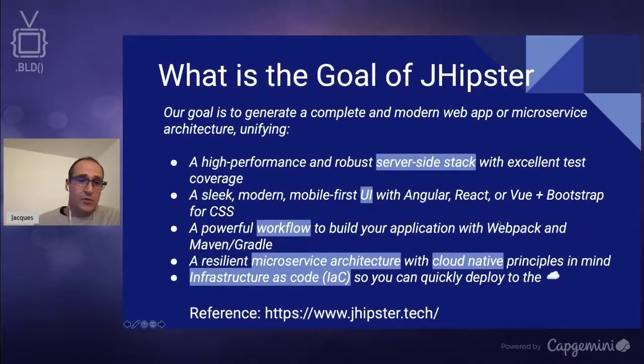So what is the goal of JHipster? This comes from the website, and I'm pretty much going to read it verbatim. Our goal is to generate a complete and modern web app or microservice architecture unifying a high-performance and robust server-side stack. So that's very important. It's got a big focus on the backend. Then also on the front end, it's got a focus on a sleek, modern, mobile-first UI with either Angular, React, or Vue, and then also using Bootstrap.